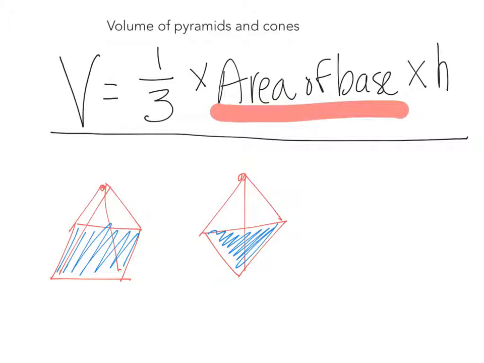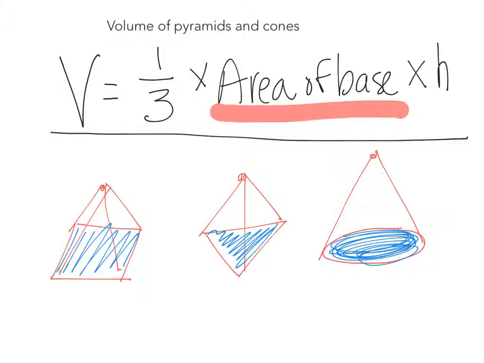Same thing with a cone. Before I find the volume of a cone, I would need to find the area of the base. In this case, it's a circle. So remember, the area of the base is going to be different depending on the shape you're given.